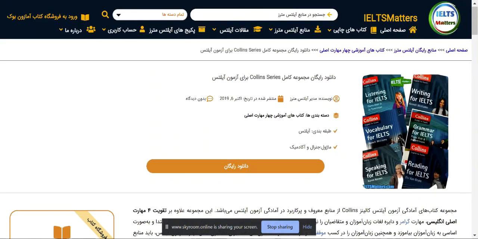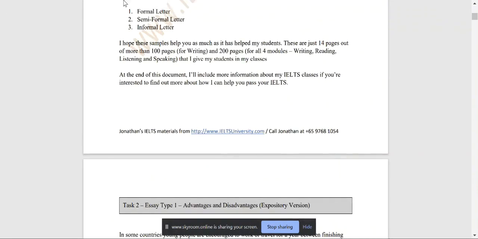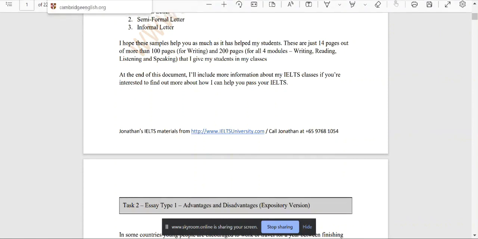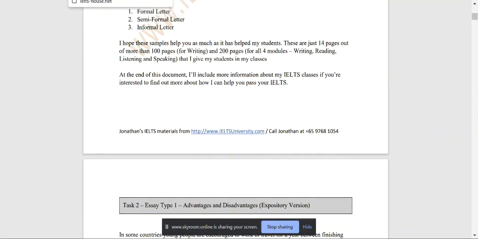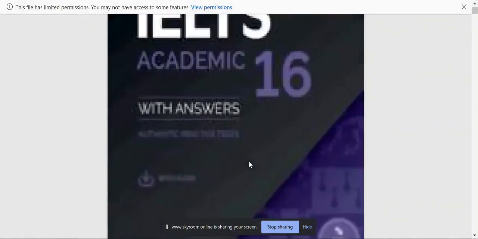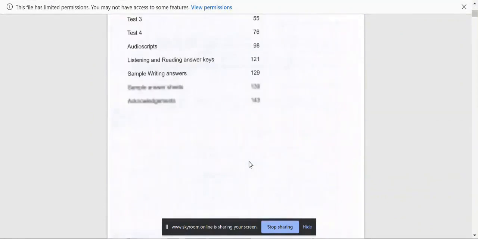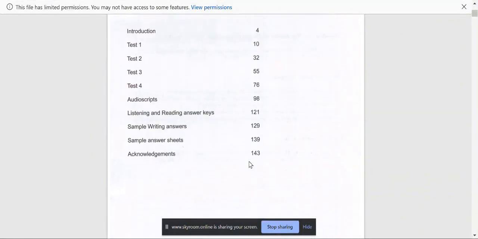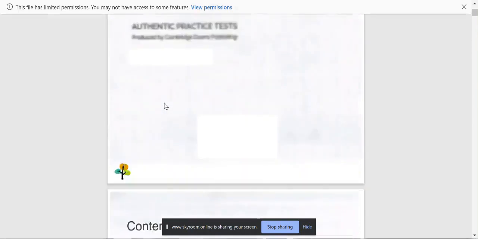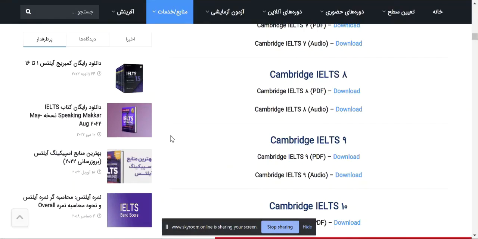Okay, so when you know the resources, when you know the formats, let's have a look at test 1, test 2, test 3, test 4, audio script, listening and reading. Okay, what was it, the version? 16.